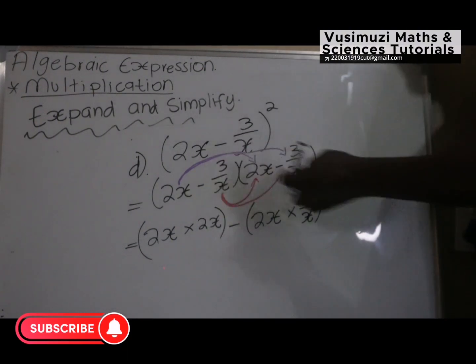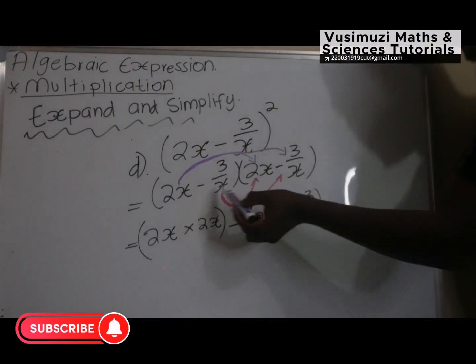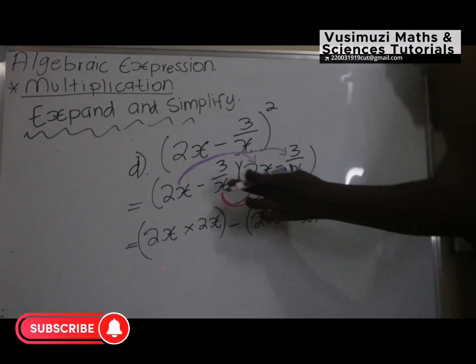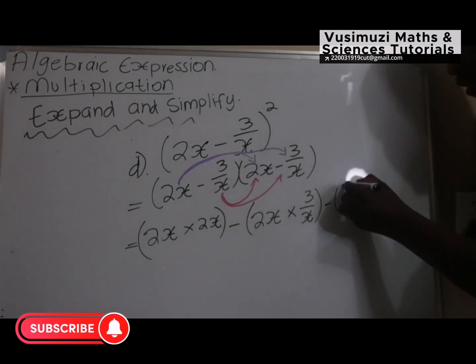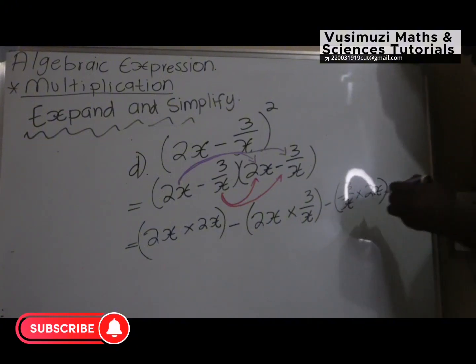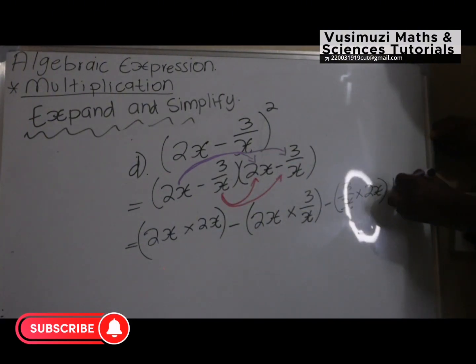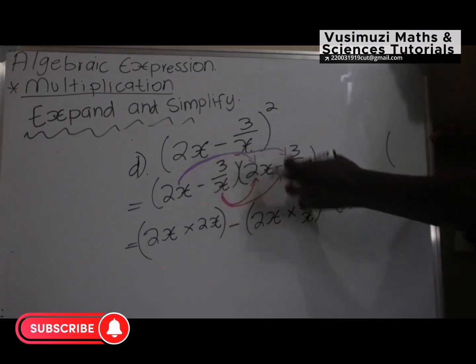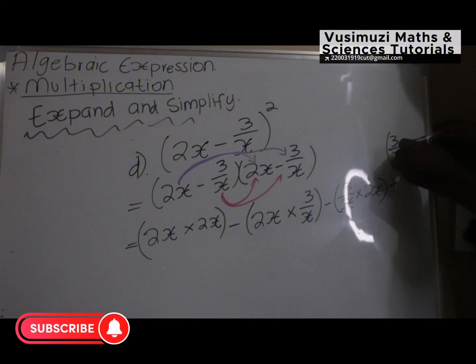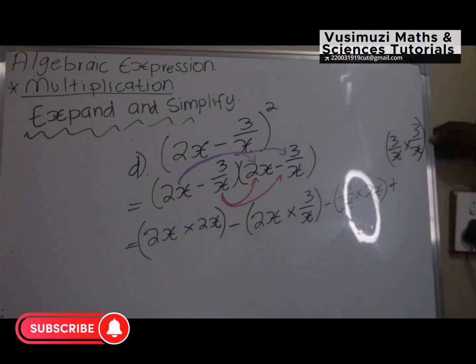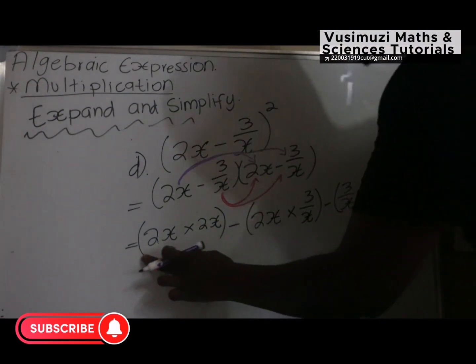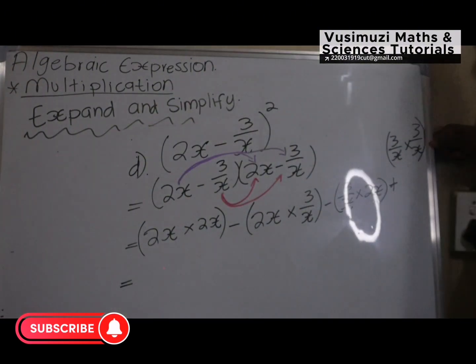And here we come to 3 over x. Negative: this negative times this positive is negative. And here 3 over x times 2x, 3 over x multiplied by 2x. Then the last one is negative times negative, positive, and here positive. Therefore 3 over x times 3 over x, 3 over x multiplied by 3 over x. I don't have space, guys, and hence I'm doing that. We are not done.